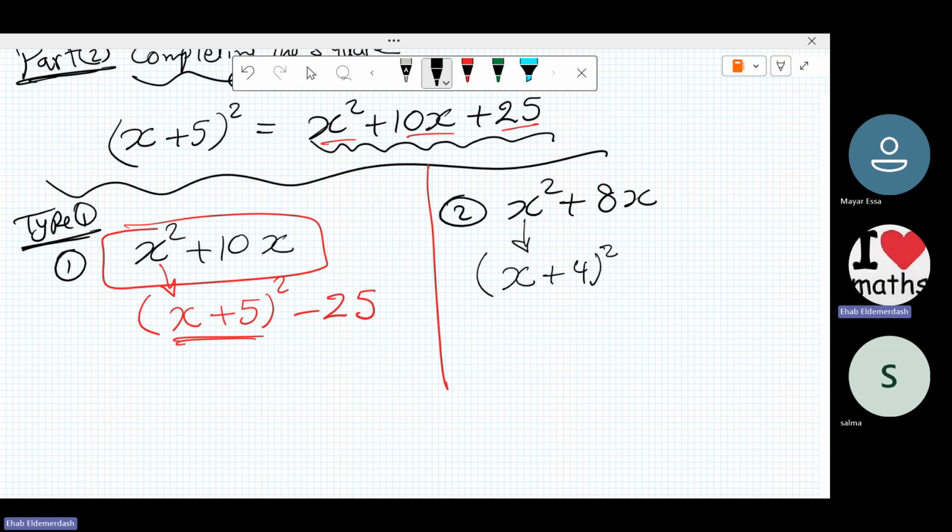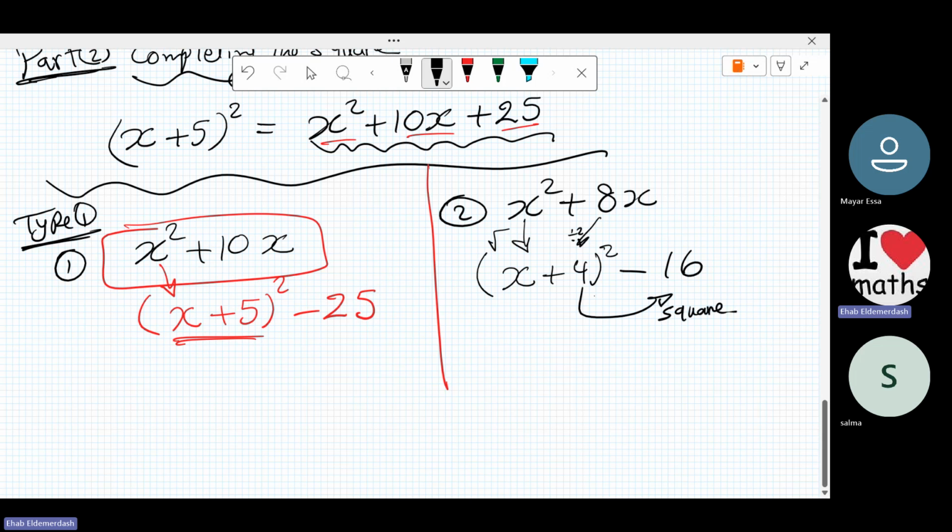But originally, there is no 16. So what do we have to do? We have to take out the 16. So there is a process we have to apply. What is the process? Just take the square root of the first, the second part divided by 2. After that, make it square. Yani, just make a square of the result.